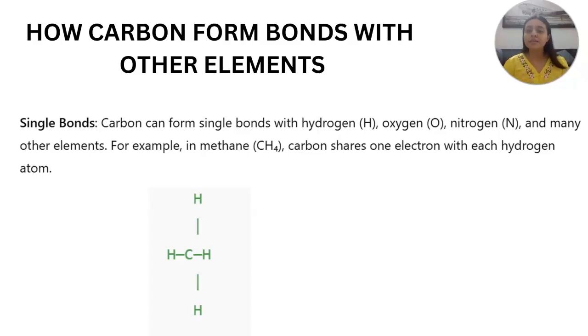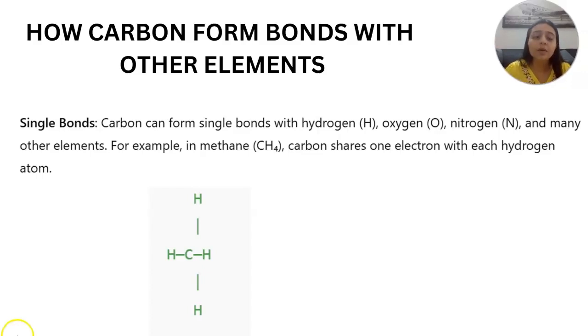First, we are going to see certain examples of certain elements. As I've already told you, carbon can form single covalent bonds. For example, when it forms bonds with hydrogen, oxygen, nitrogen, and many other elements, the carbon can form bonds which can be single, double or triple. For example, in methane, meaning CH4, the carbon is 1 and the atoms of hydrogen are 4. So carbon shares electrons with each of the hydrogen atoms. As you can see on the screen, we are going to draw these bonds. First, we are going to see what the examples are.